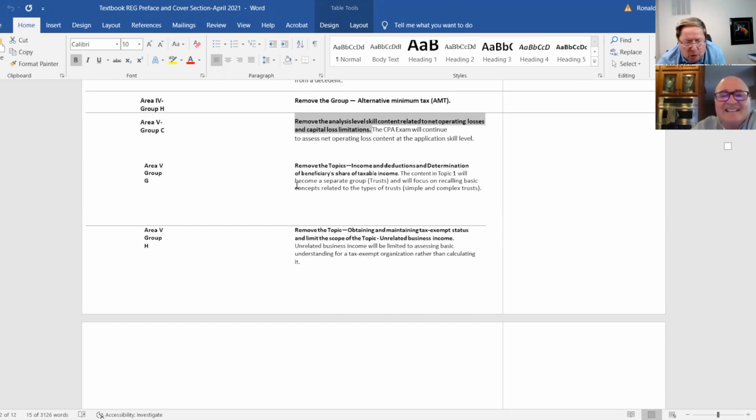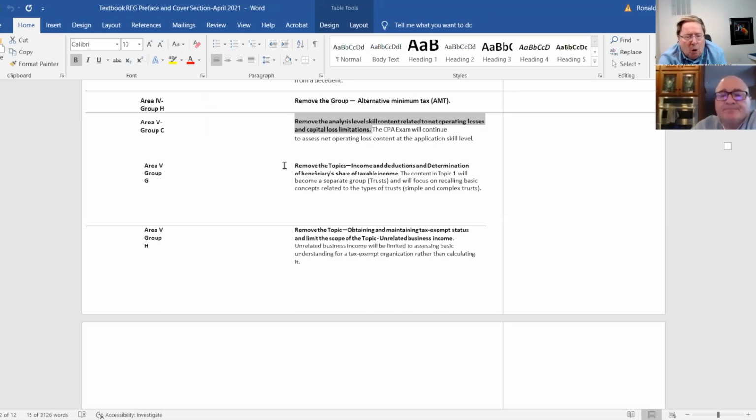Now, remove the analysis skill level content relating to net operating losses and capital loss limitations. The CPA exam will continue to assess net operating loss content at the application skill level. That means that you could have a net operating loss. And remember, if there's a carryback, you have to carry it back, and you have to know the number of years how you're going to carry it back. And then after you finish carrying it back, then you carry it forward, right? Yep. And that's actually a change because of the CARES Act.